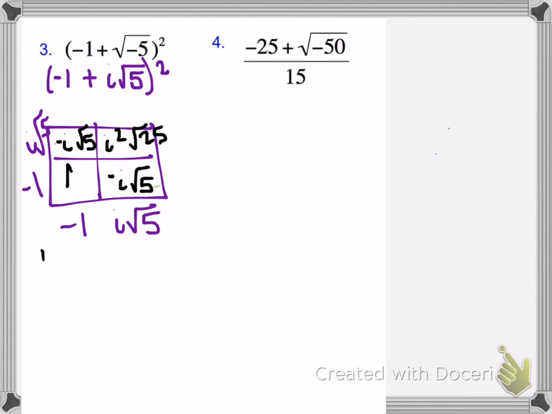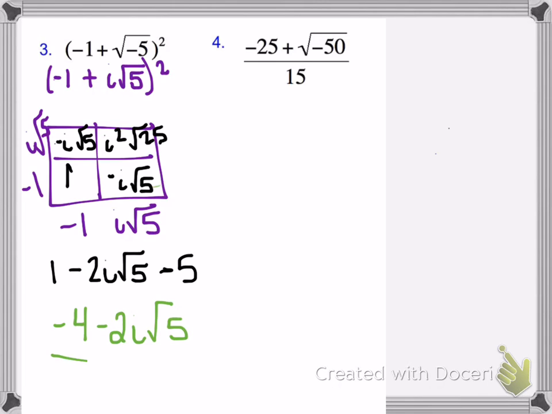So I have 1, and then I have 2 negative i's times the square root of 5. Then I have this i squared, square root of 25. So i squared is negative 1, and the square root of 25 is 5. So negative 1 times the square root of 25 is a negative 5. When I simplify that even further, after combining like terms, my final answer is going to be negative 4 minus 2i times the square root of 5.